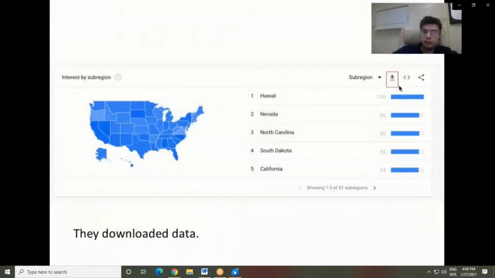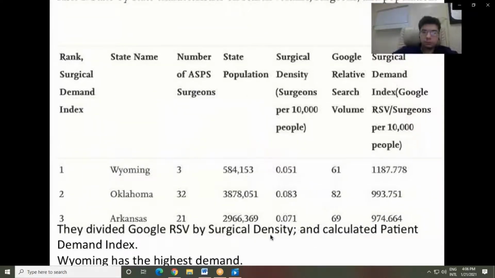After this, they divided the Google relative search volume by surgical density, that is surgeons per 10,000 people. And then they calculated the patient demand index. With such a study, the investigators could find out that Wyoming had the highest demand for plastic surgeons and Oklahoma had the second highest demand, so that with such data, you can properly redistribute the healthcare resources.